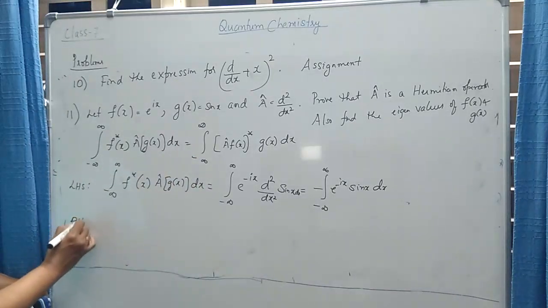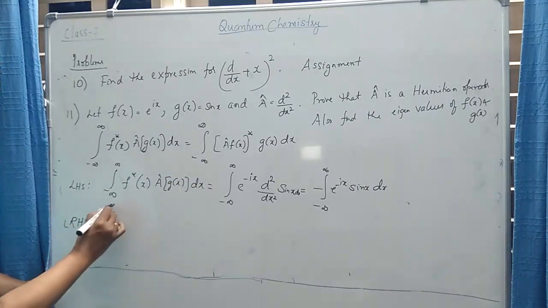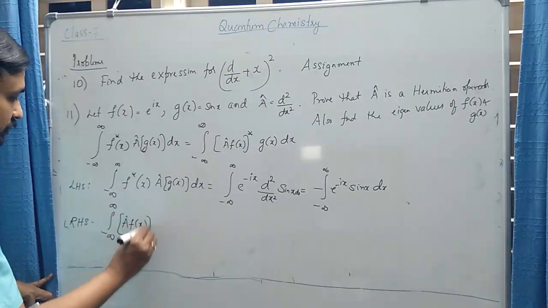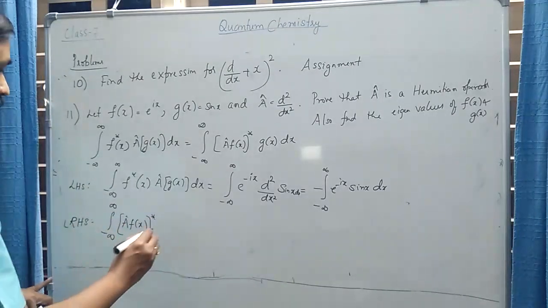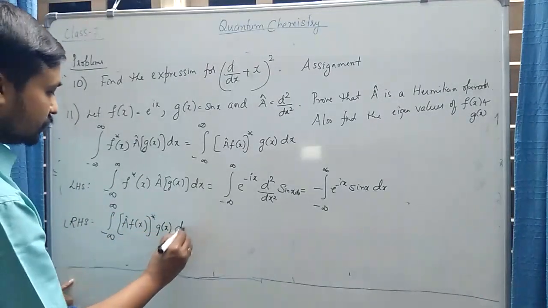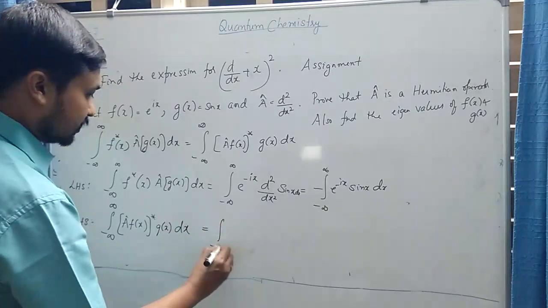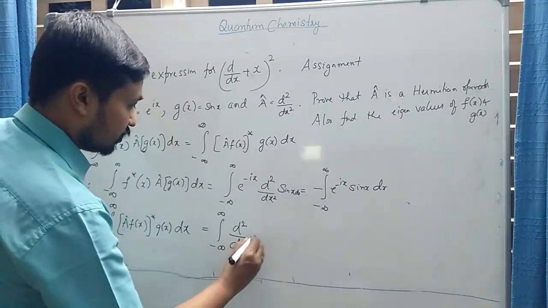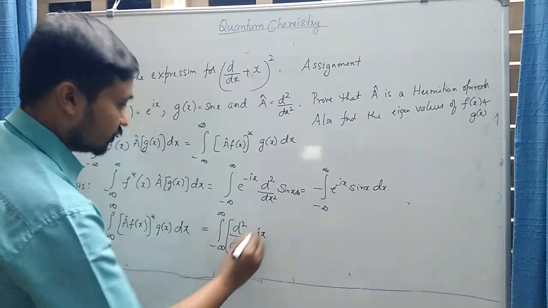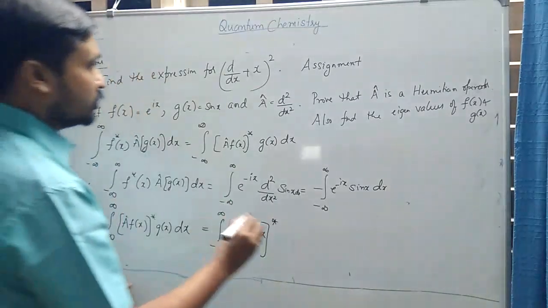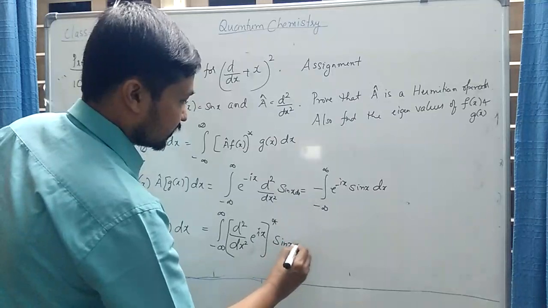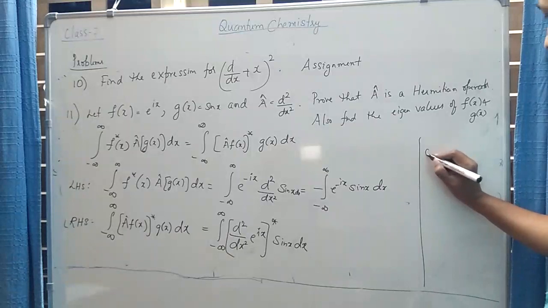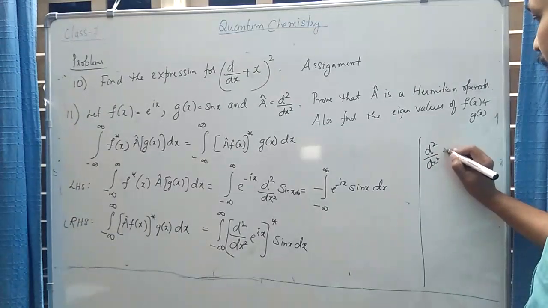Now let us take the RHS. What is the RHS? Integration from minus infinity to plus infinity of A cap of f of x star into g of x into dx, that is integration from minus infinity to plus infinity of the operator A, d square by dx square, of e to the power ix, its complex conjugate, into g of x, that is sin x, into dx. Okay, I will separately find what d square by dx square of e to the power ix is here.